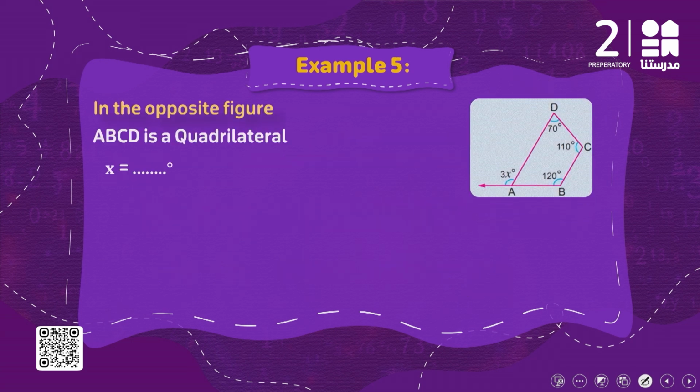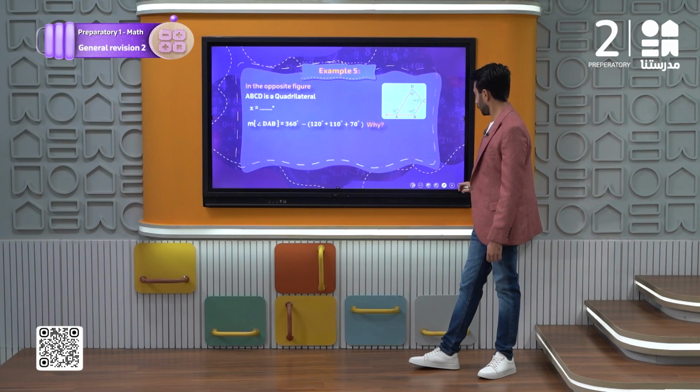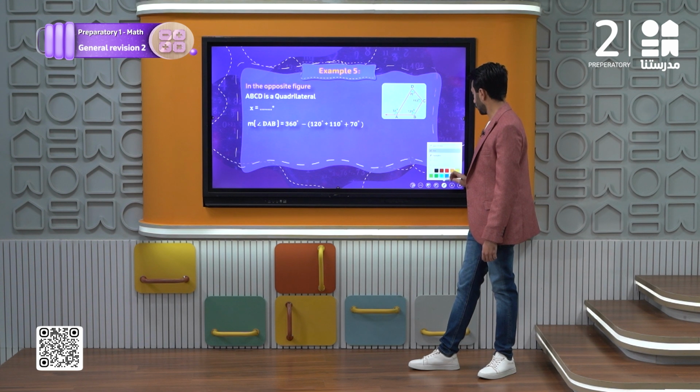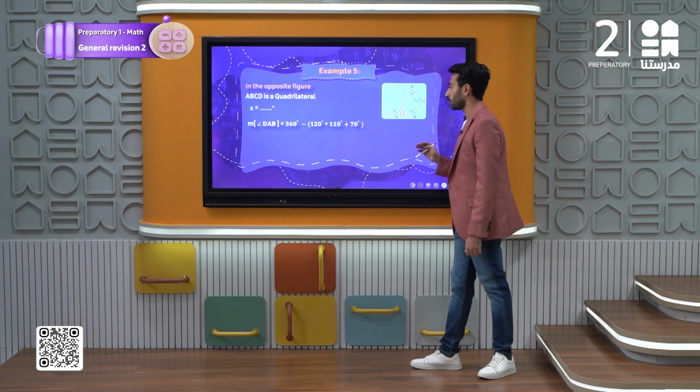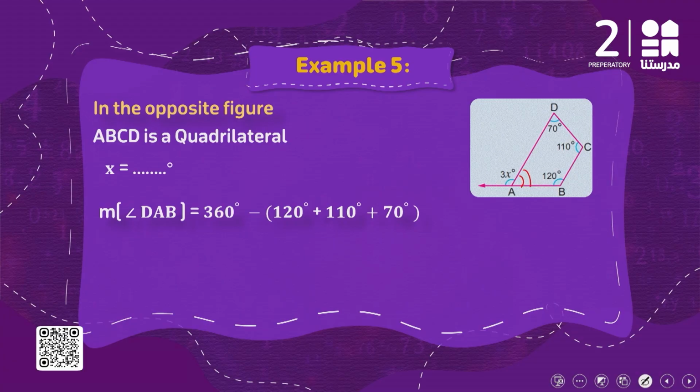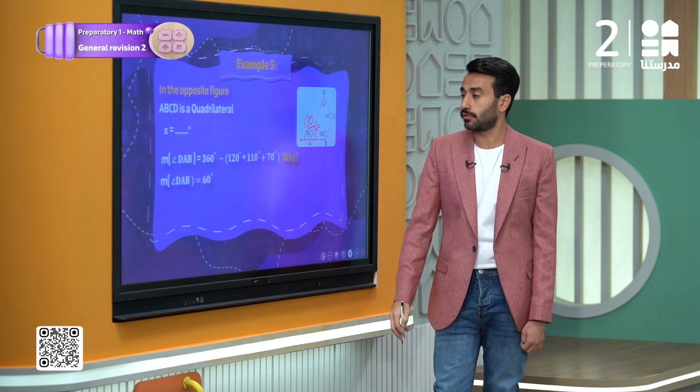In the opposite figure, ABCD is a quadrilateral. What's the value of X? Simply you can find the missing angle inside the quadrilateral. You just add all of these values and subtract from 360. So now the angle inside this is 60. Why do we do this? Because the sum of angles inside a quadrilateral is 360. If you found this one, you can find this one. 180 minus 60, this is 120. Take care. There is a very common mistake in this question.